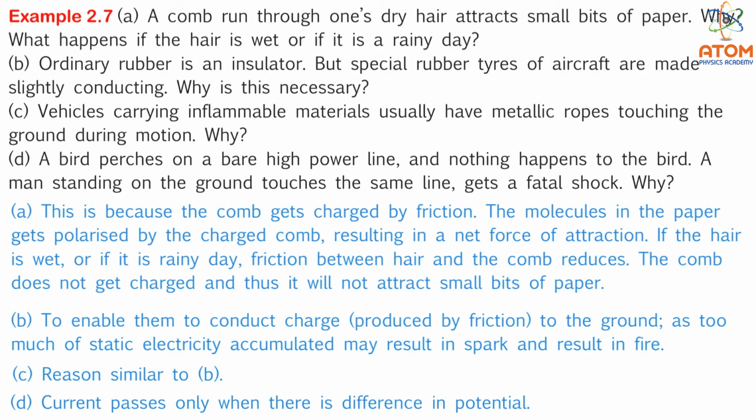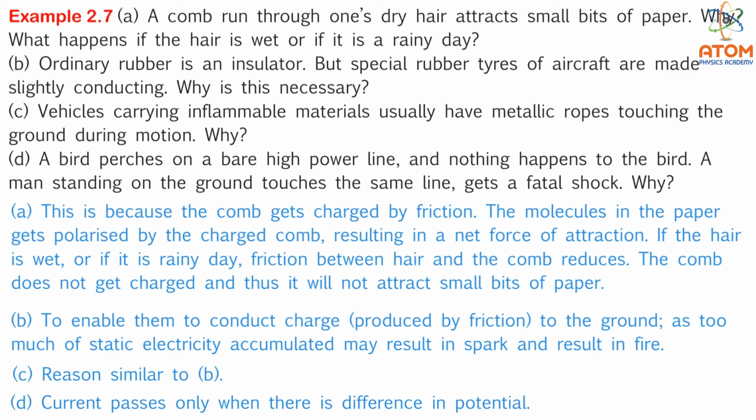That's why you might have seen behind some large trucks, on the rear portion, some metallic ropes hanging, touching the ground. So when this vehicle is moving, this metallic rope, which is conducting, is continuously in contact with the ground. And that's why whatever charge is produced or induced on the vehicle due to friction will be nullified. Thus, it will protect the vehicle from any big accident due to spark.